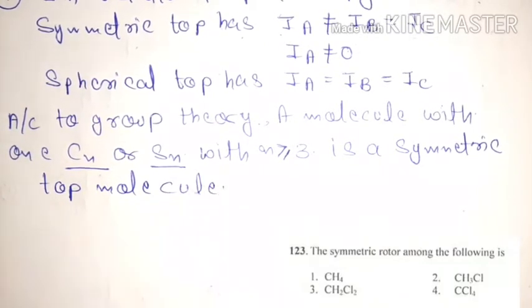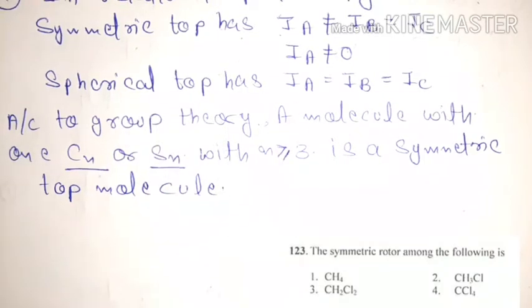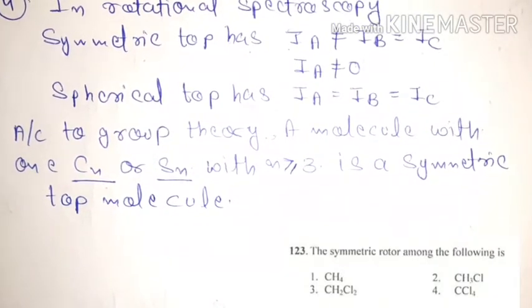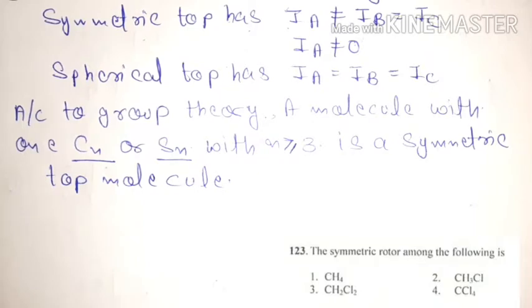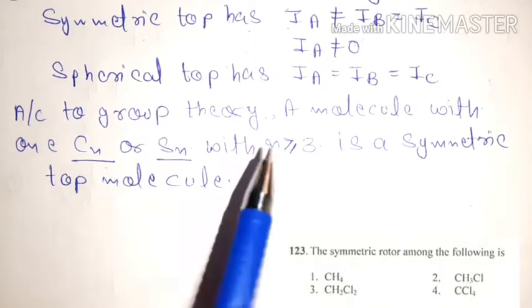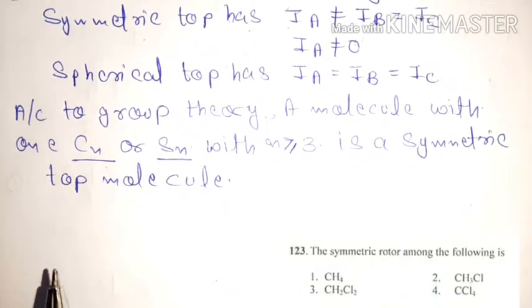This is a group theory concept, and this is a general concept on the basis of moment of inertia. These two concepts are used in rotational spectroscopy for finding whether a molecule is a symmetric top or a spherical top. So you can apply these rules on your given options.